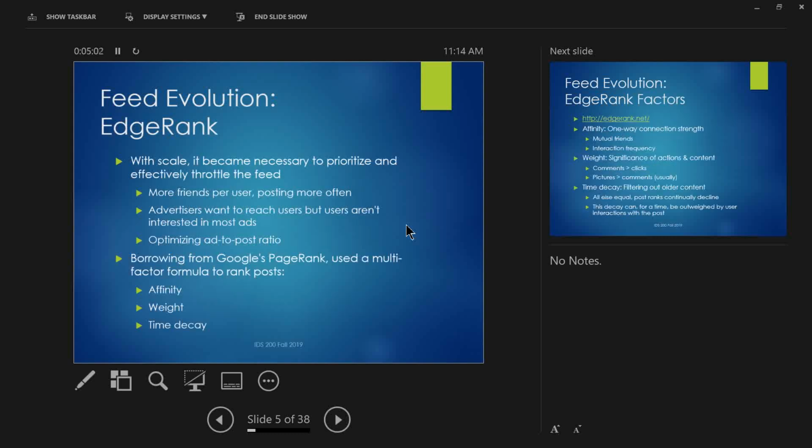With scale, as Facebook got really big, crossing into billions of users, it had to prioritize and effectively throttle the feed. Facebook has to decide, what's the most important stuff for us to show you? We can't show you everything for all practical purposes, because there's too many people posting too much stuff, and unless you're going to stay on Facebook for 6 hours to scan through everything that everybody's done, it's just not going to happen. So Facebook wants to show you the most interesting stuff for you. Effectively, they're throttling the feed.